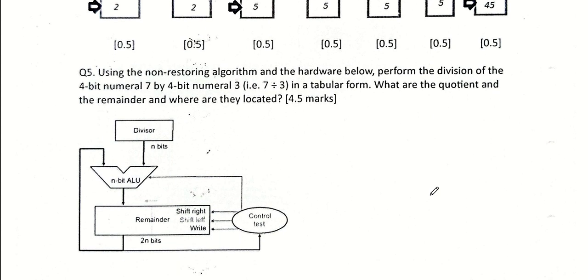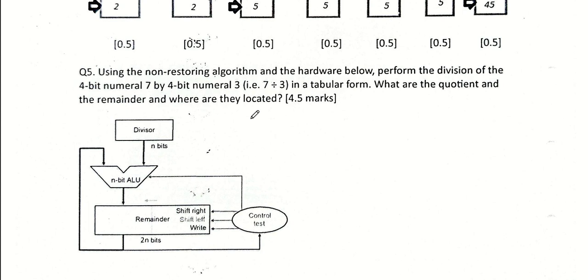Or let's do it. So using non-restoring division algorithm and the hardware below, perform division of the 4-bit numeral 7 by 4-bit numeral 3. So you are dividing 7 by 3 in tabular form, showing where the quotient and the remainder are located.